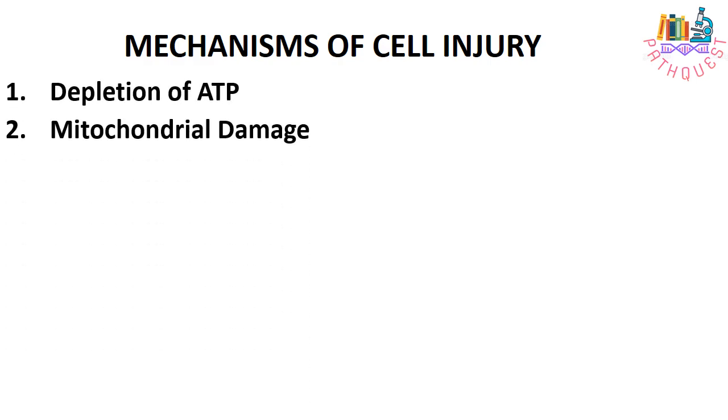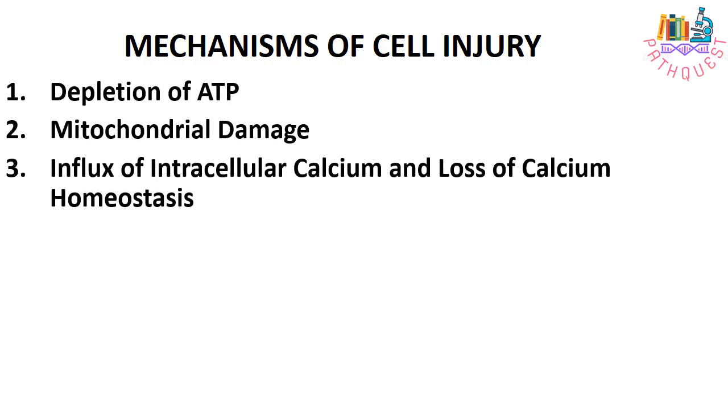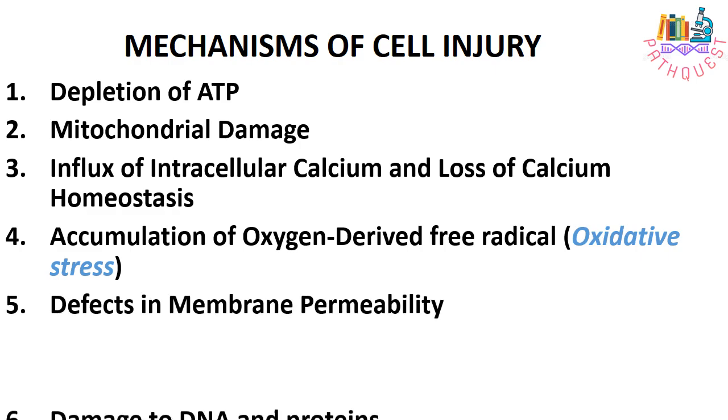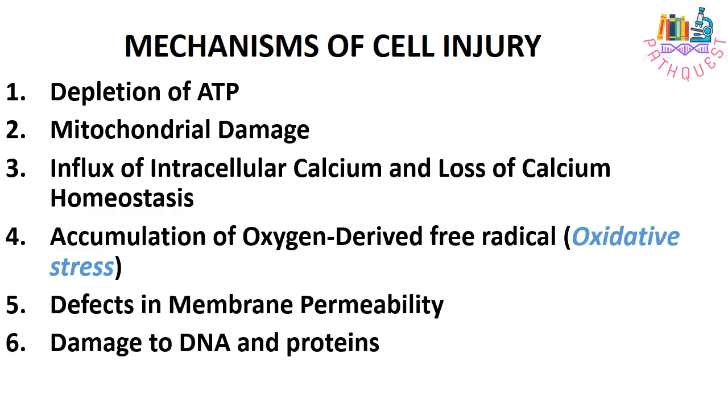What are the mechanisms of cell injury? These are the processes which ultimately lead to different types of cell injury. Mechanisms of cell injury include depletion of ATP, mitochondrial damage, influx of intracellular calcium and loss of calcium homeostasis, accumulation of oxygen-derived free radicals leading to oxidative stress, defects in membrane permeability, and damage to DNA and proteins.